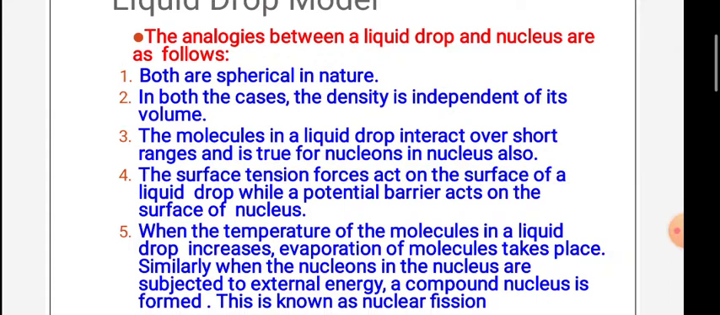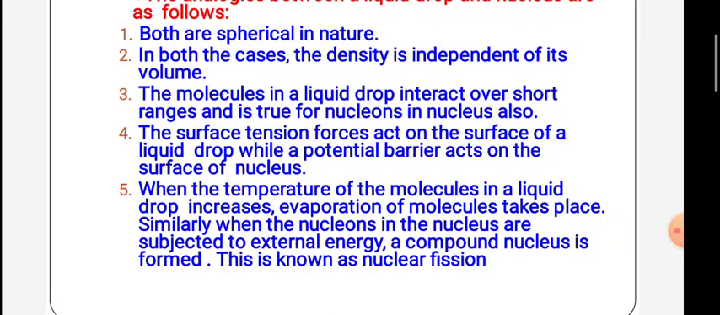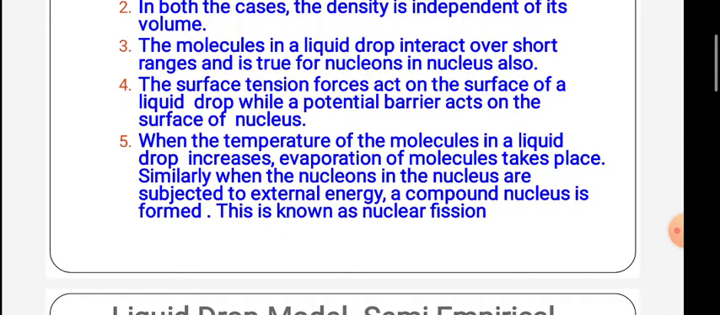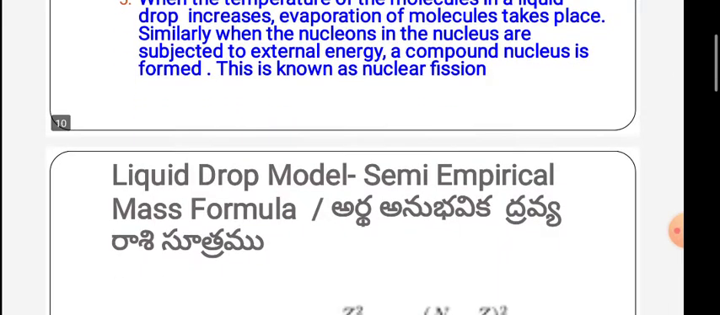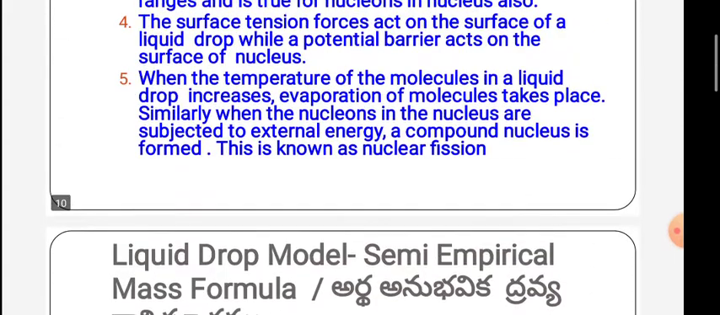The molecules in a liquid drop interact over short ranges, and this is true for nucleons also. The surface tension forces act on the surface of a liquid drop, while a potential barrier acts on the surface of a nucleus. When the temperature of a liquid drop increases, evaporation of molecules takes place. Similarly, when the nucleons in the nucleus are subjected to external energy, a compound nucleus is formed, and this leads to nuclear fission. That is, the nucleus is supposed to have a spherical shape in its stable state, similar to that of a liquid drop. A force due to surface tension acts on the surface of the liquid drop, and this is similar to a potential barrier on the surface of the nucleus.